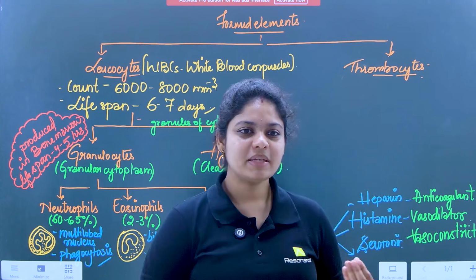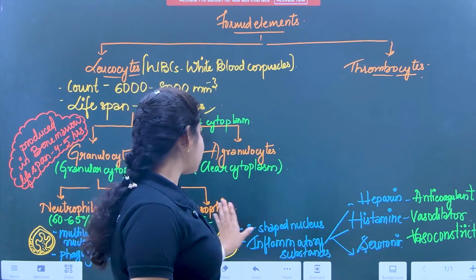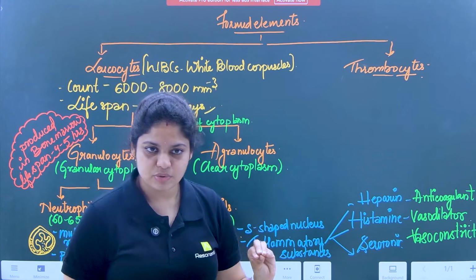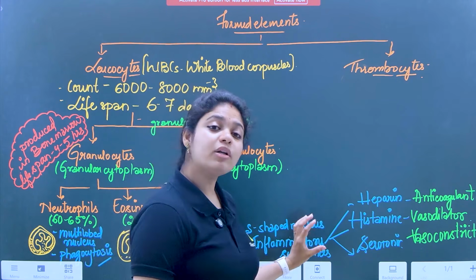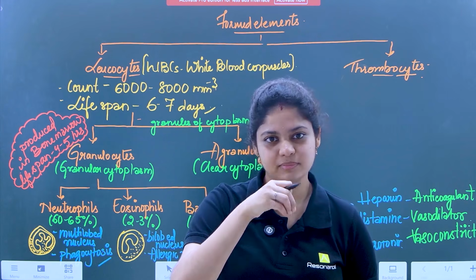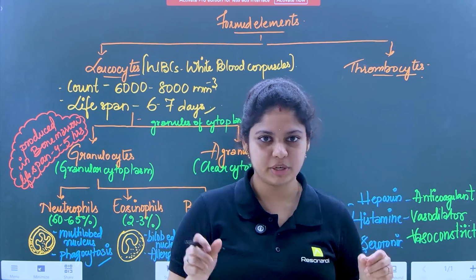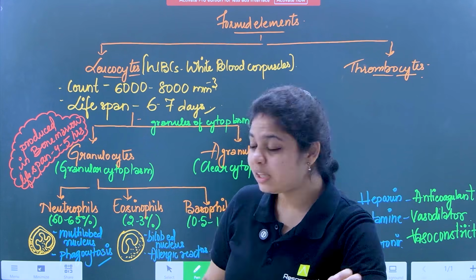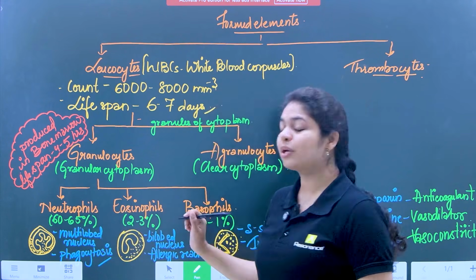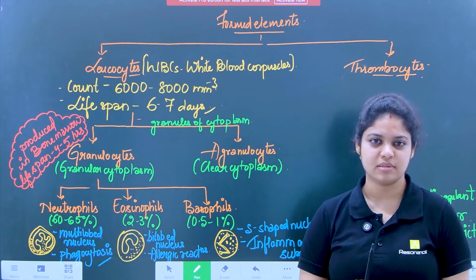Ma'am, please explain inflammatory substances again. Fine. Inflammatory substances are released by basophils. Now what are basophils doing? I told you we have to stain the blood to see the different components of blood. These names are because of the stains. Understood?